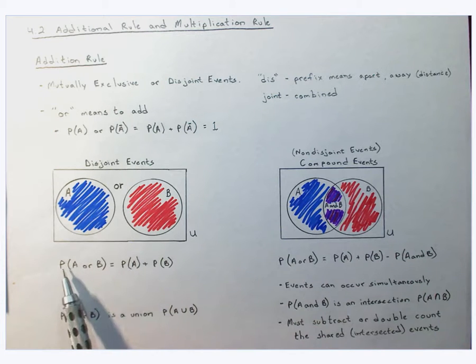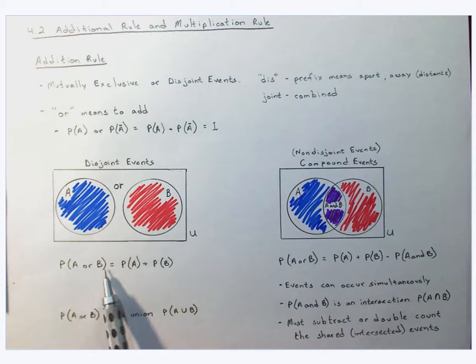The way we look at that is the probability of A or B is equal to the probability of A plus the probability of B. Another way to view that is the probability of A or B is a union, so it is the union of the probabilities of A and B. With disjoint events, they occur separately from each other. They do not affect each other. They are two separate things that can occur.